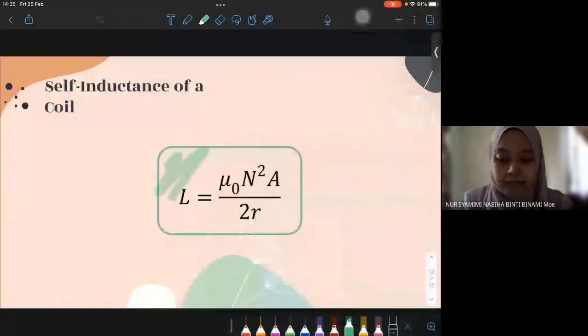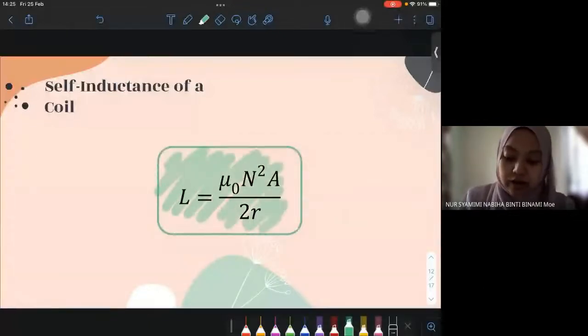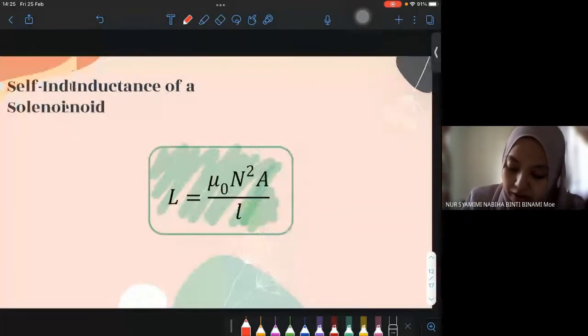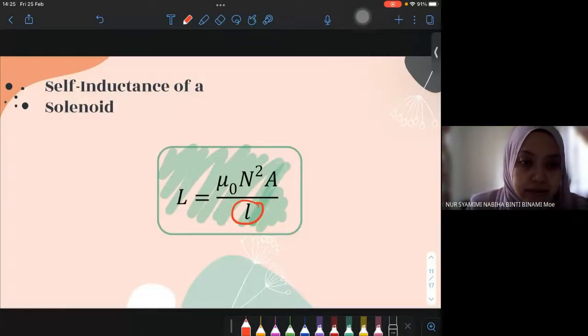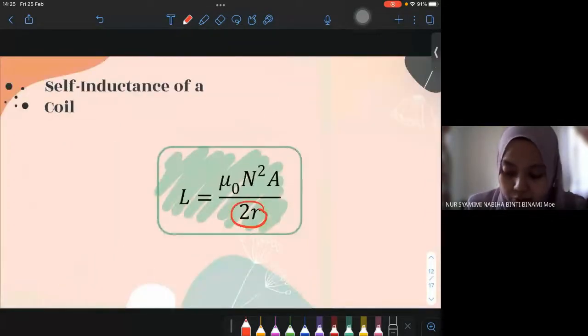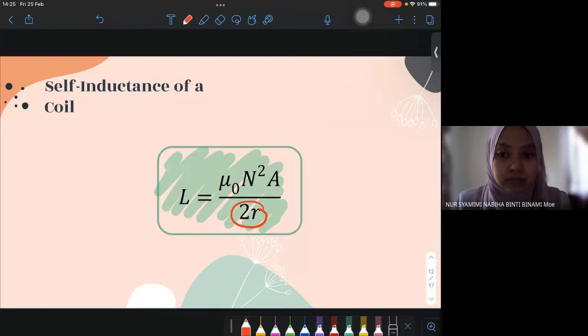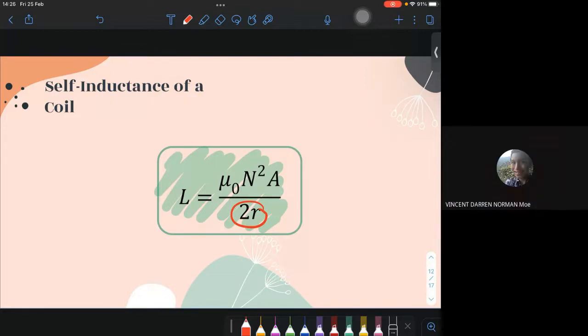Okay, coil, L is equal to mu naught n square A over 2R. Yang membezakan antara solenoid dan coil ialah 2R, ini L. L ialah length of solenoid, 2R ialah 2 times the radius. Okay, up until there, ada soalan? Ada soalan? No, madam. No.